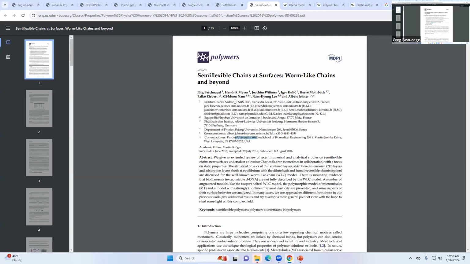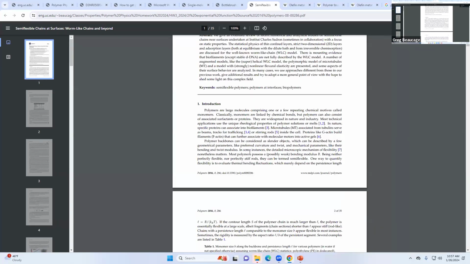So, not taking into consideration either of these papers, what is the main difference between 2D and 3D chain persistence, in your take, I guess? Well, you should be longer, right? I mean, you should have more persistence in 2D than 3D because there's a confinement effect.